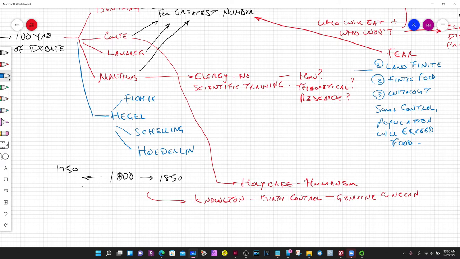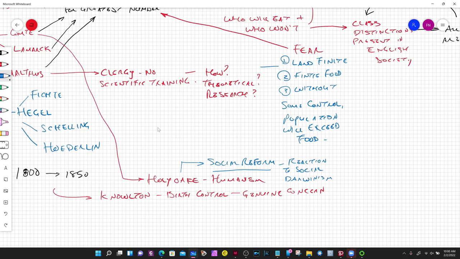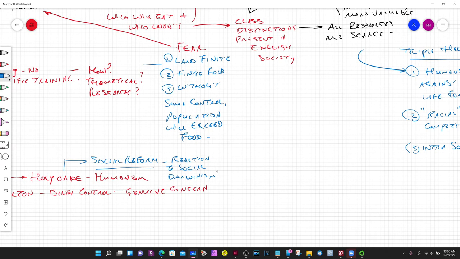If you recall what we've said about Holyoke in the past, his drive for social reform is in part a reaction to social Darwinism. But even more so, a reaction against the classism of England. You may recall the pivotal point in his life.